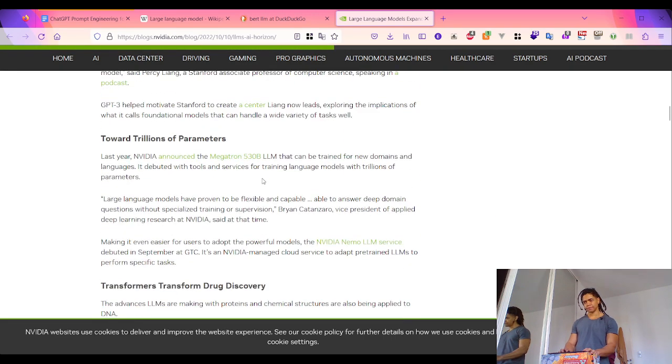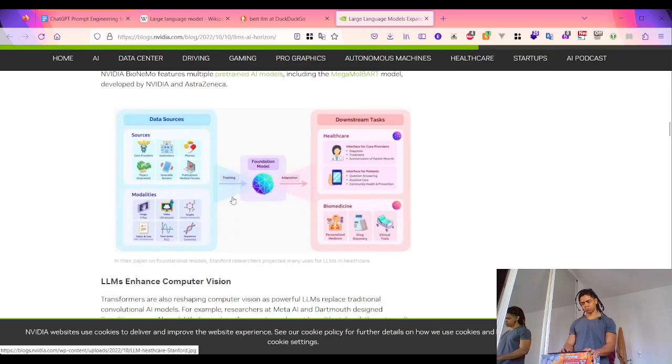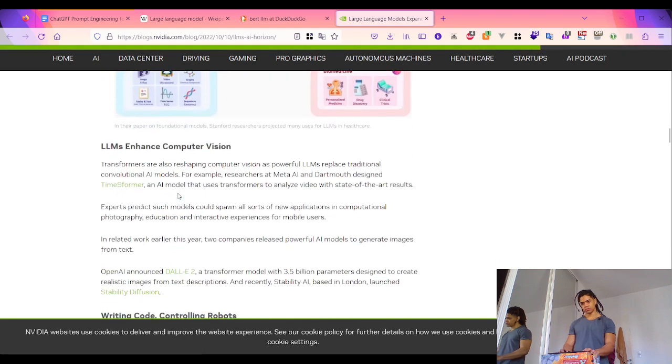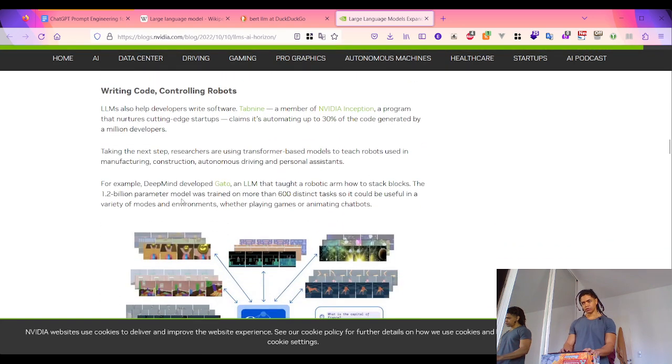During learning. Downstream task. Data source. LLM enhanced computer vision. Writing code, controlling robots.